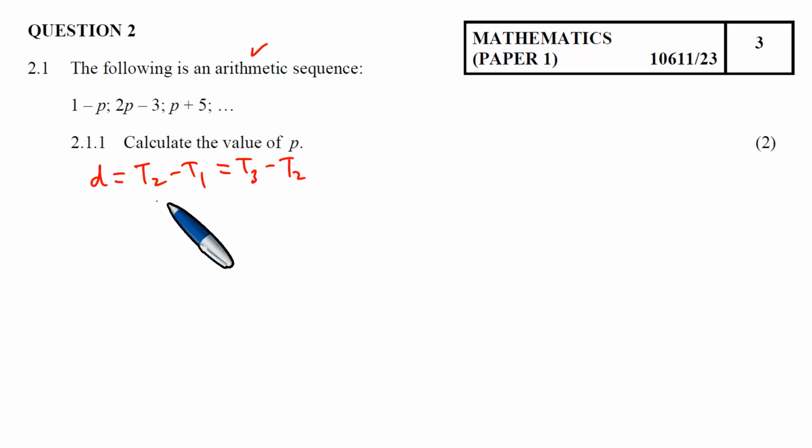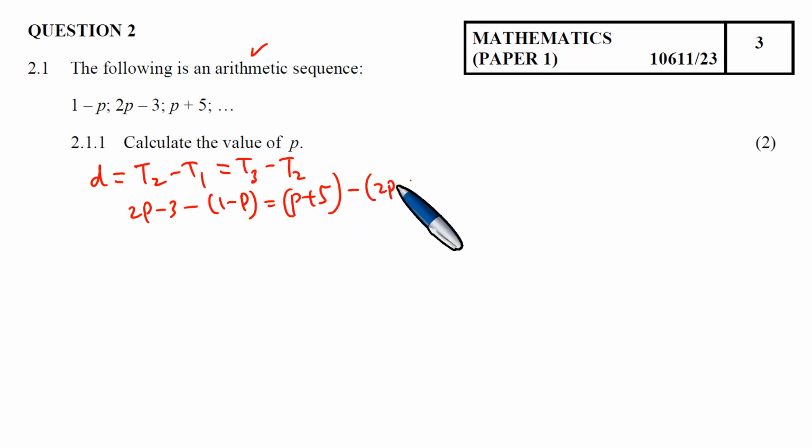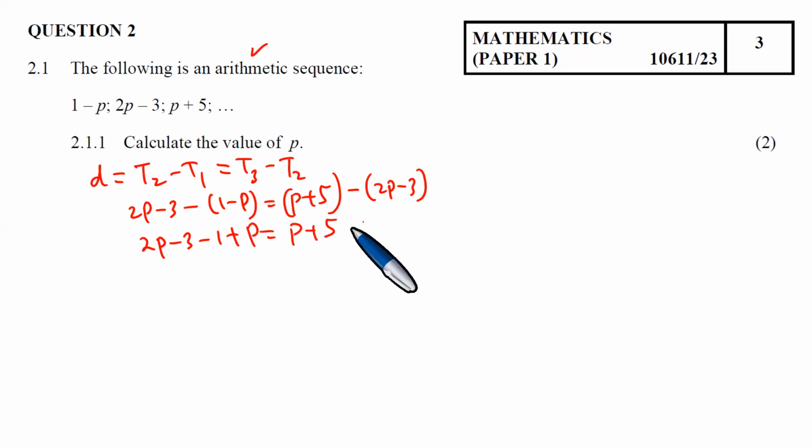Right, and therefore, what is term 2? It is 2p minus 3. Term 1 is 1 minus p. Term 3 is p plus 5. And term 2 is twice p minus 3, and therefore this is twice p minus 3 minus (1 minus p). And this is p plus 5 minus (twice p minus 3).